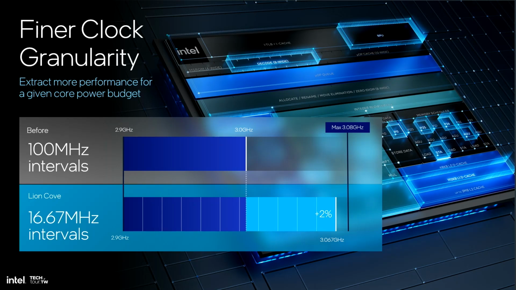To demonstrate, consider the case where the core is given a power budget that would theoretically allow it to run at 3.08 gigahertz. Now, under the previous clock scheme, 100 megahertz discrete intervals, the maximum allowed frequency would be 3 gigahertz, since a jump to 3.1 gig cannot be satisfied. But this would still leave the power budget underutilized. Lion Cove, however, will be able to clock at 3.067 gigahertz, better utilizing its power budget and increasing performance by approximately 2%.